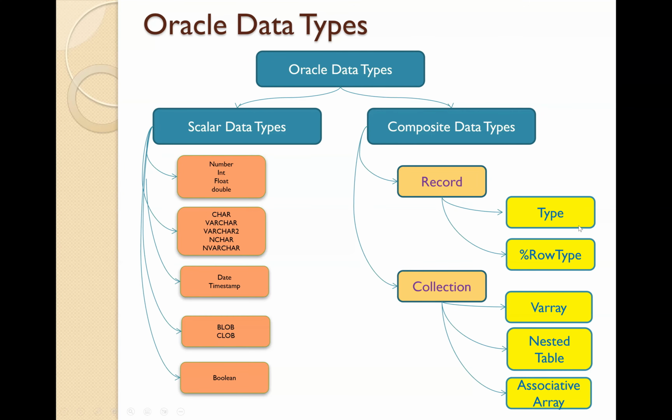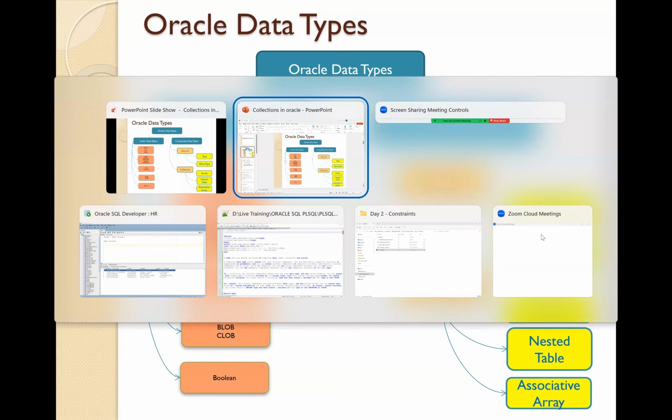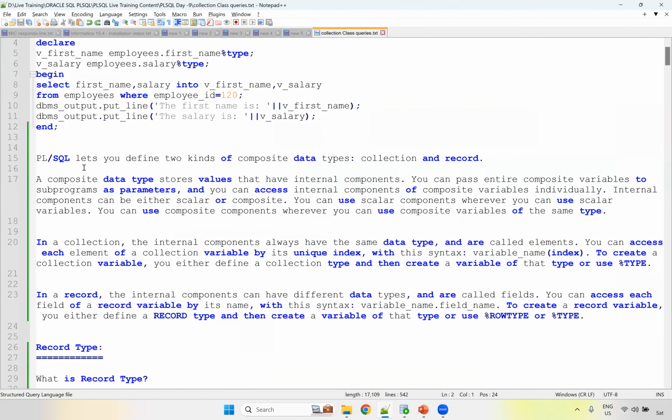Okay, so we can mention that record type. So what is this? We'll see. PL/SQL lets you define two kinds of composite data types. One is collections, the other one is record. A composite data type stores values that have internal components.